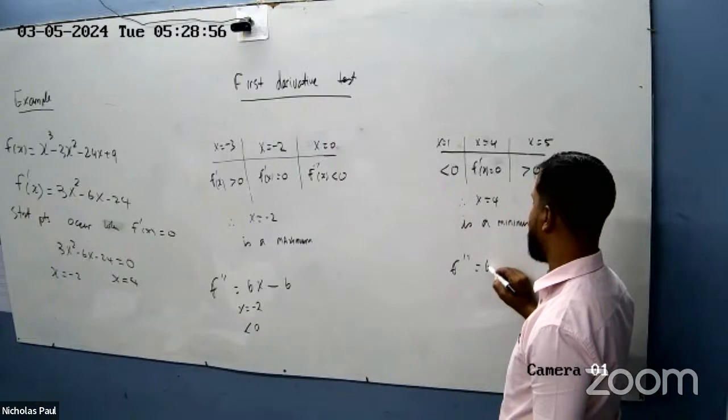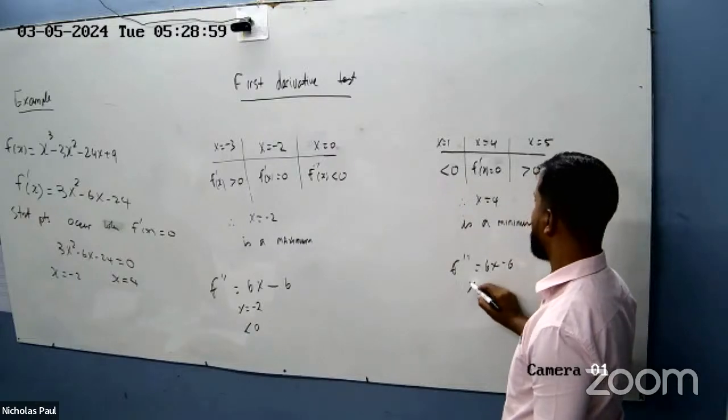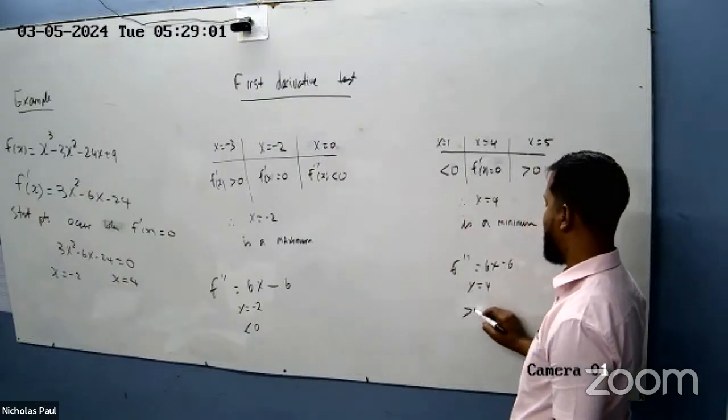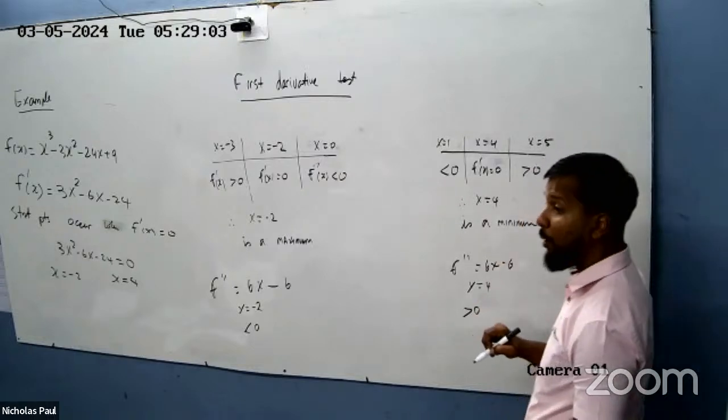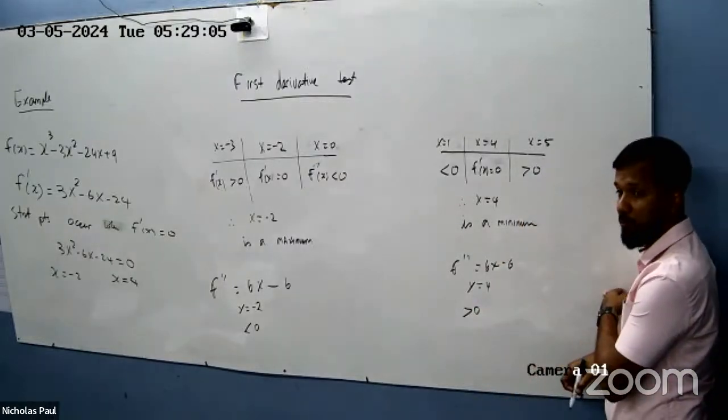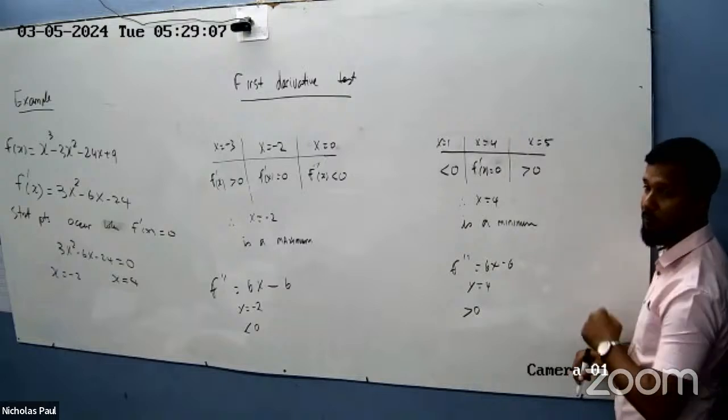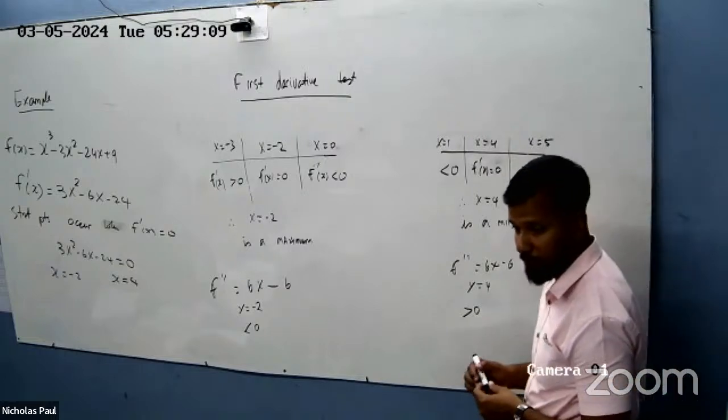Second derivative is 6x minus 6. Plug in x is 4. You'll get more than 0. Therefore, it's a minimum. Or if you get equal to 0, point of inflection, then you come and do this. That's okay?